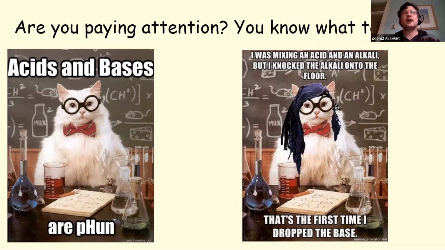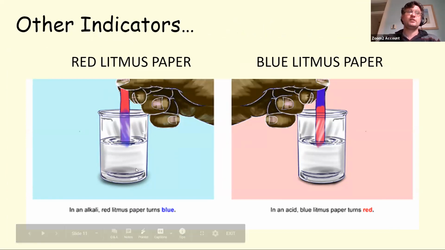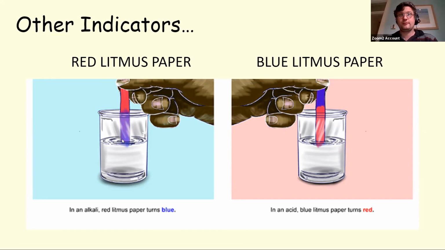Okay. A couple more indicators then, just to show you that these aren't universal indicators. Red and blue litmus paper. Now, this is the same chemical, but in red litmus paper, when they make it, they add an acid to make it go red. And in blue litmus paper, they put a little bit of alkali in there to make it go blue. So when you put it into an alkali, the alkali makes the red litmus paper go blue, and the acid makes the blue litmus paper go red.